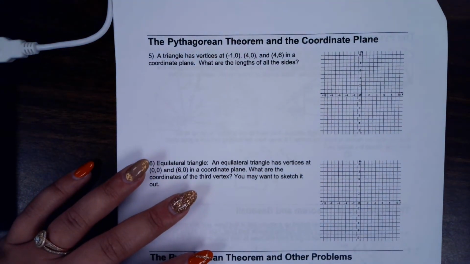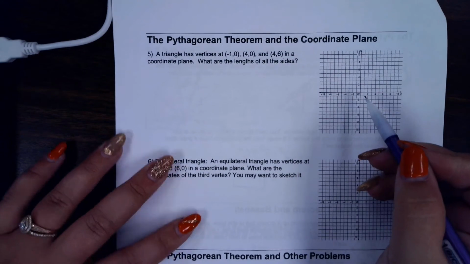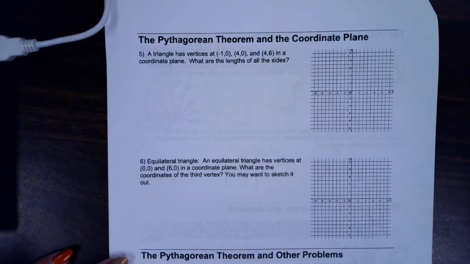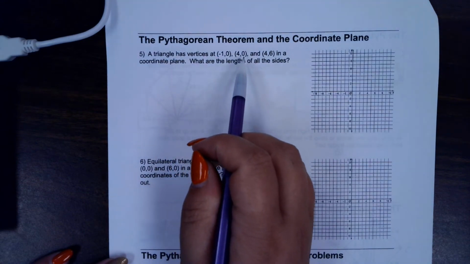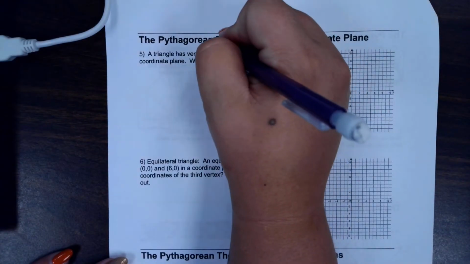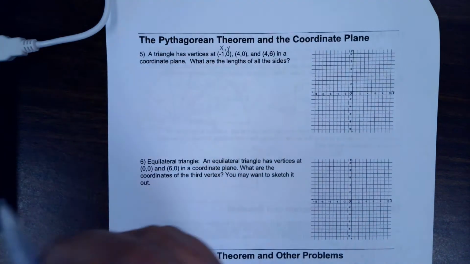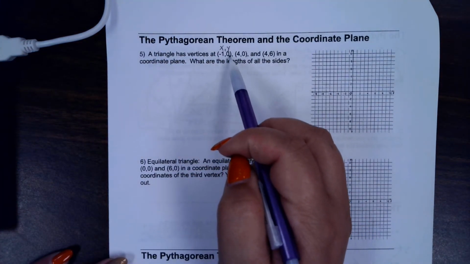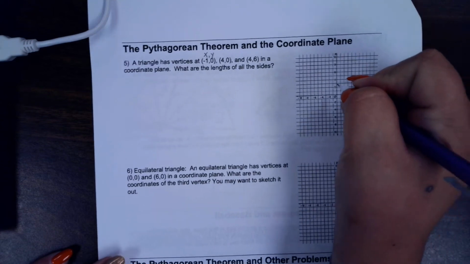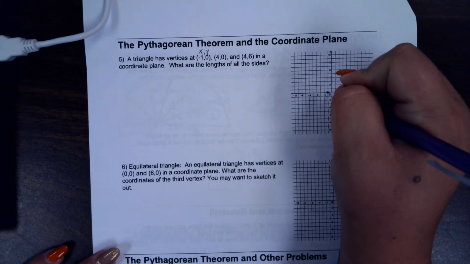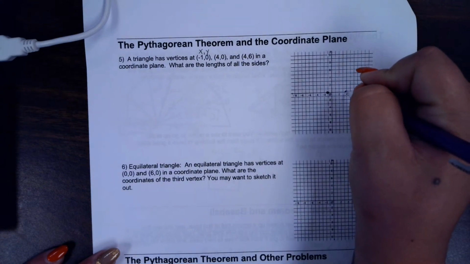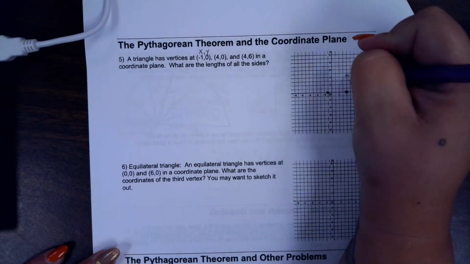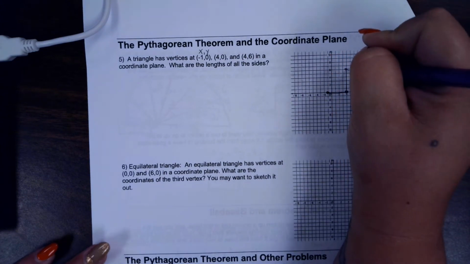Next, we've got the Pythagorean Theorem in the coordinate plane. So it's going to be really important to know how to graph points. A triangle has vertices (-1, 0), (4, 0), and (4, 6). Remember when you plot points, it's x, comma, y. So the first one is left and right, and the second is up and down. So I graph them over here: negative 1, 0; 4, 0; and then 4, 6, and we'll just connect our vertices here.